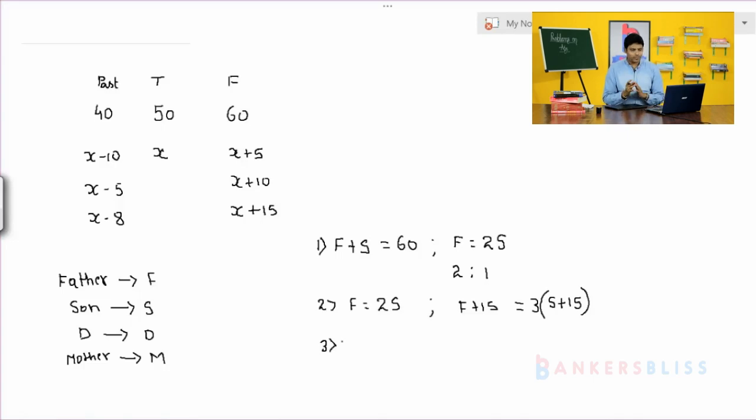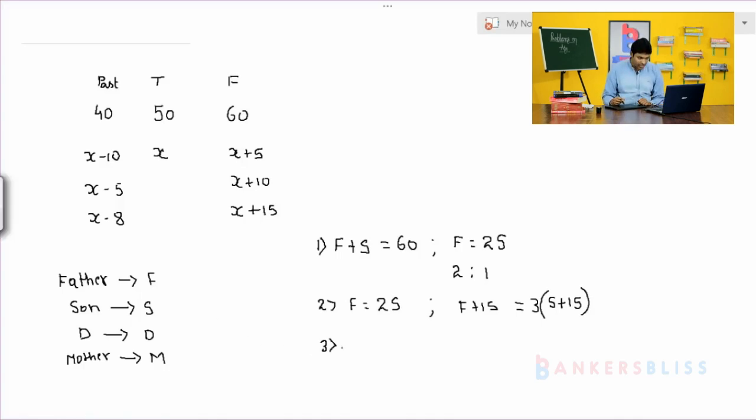It is also very simple. After 15 years, the age of the father will be twice the age of the son. This is one condition. 15 years ago, the age of the father was 4 times the age of the son. Two types of condition they have given.